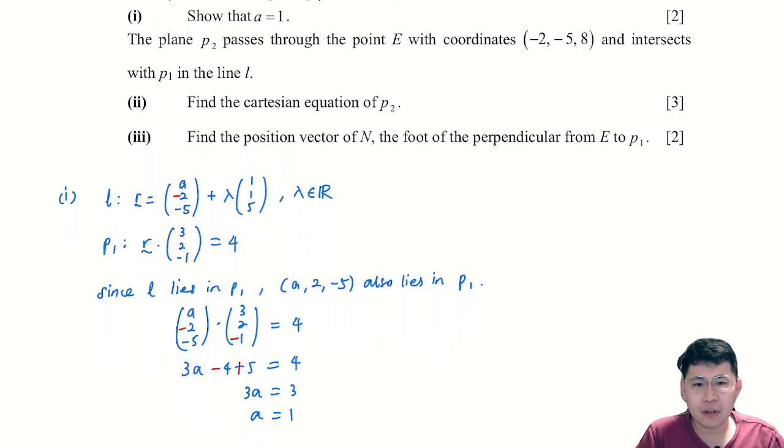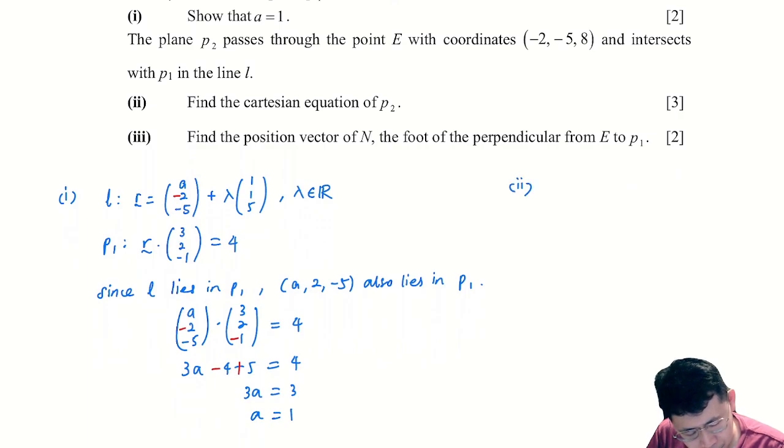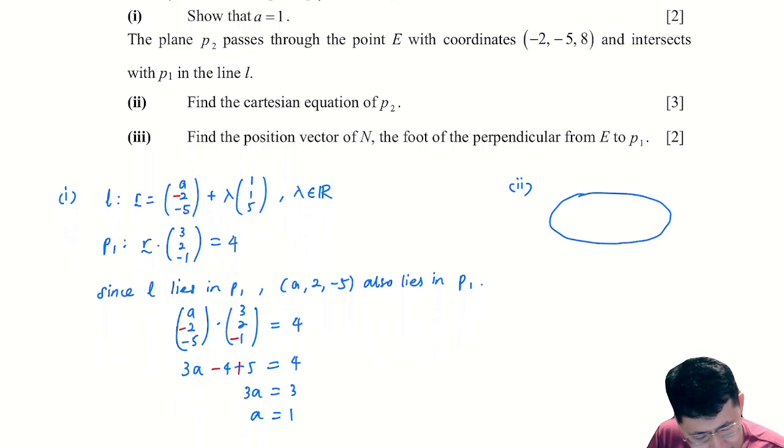Okay, so let's take a look at part 2. We have a plane P2 passing through the point E with coordinates and intersects with P1 in the line L. Okay, so let's have an image over there. For part 2, the image that we should have is a plane over here. It intersects with P1 in the line L. That means line L also lies in the plane P2. Okay, now it passes through point E.